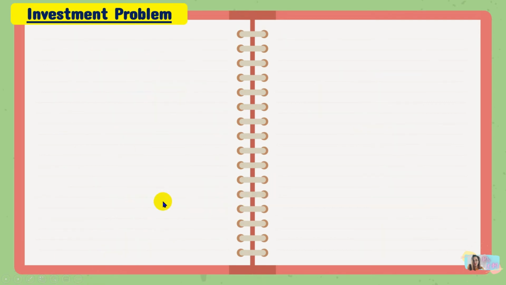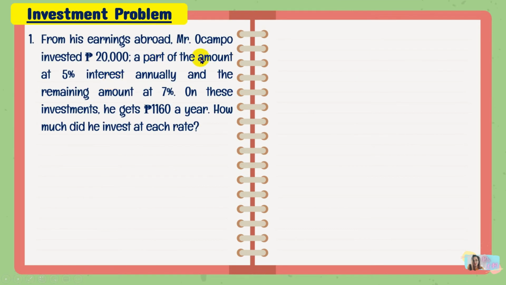Okay? Another problem is investment problem. We have here, from his earnings abroad, Mr. Ocampo invested 20,000 pesos, a part of the amount at 5% interest annually, and the remaining amount at 7%. On these investments, he gets 1,160 pesos a year. How much did he invest at each rate? So, ang tinatanong po ay, magkano nga ba ang ininvest niya sa 5% at sa 7% na interest?